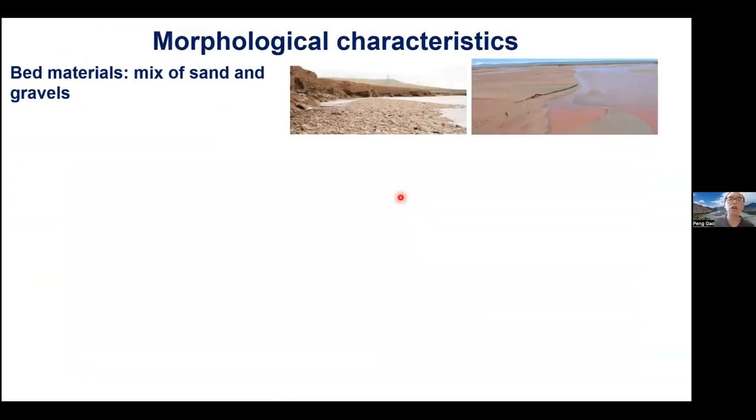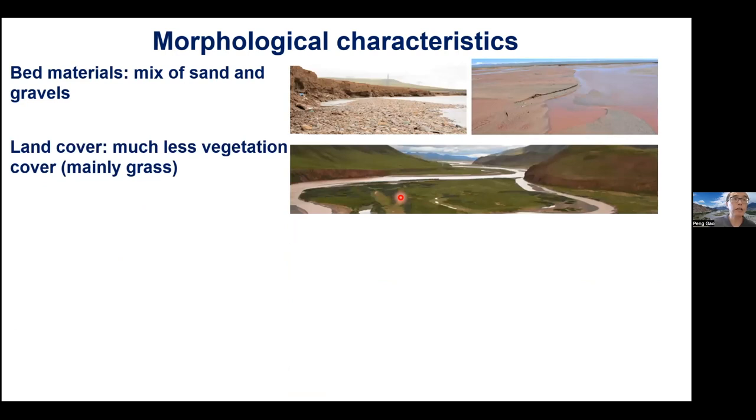Okay, so in general, within this upstream Yellow Yangtze River watershed, we can summarize its physical characteristics. First, the bed material is actually formed by a mix of sand and gravels, mainly based on its upstream area or its bank materials. Second, the land cover is very sparse. So the percentage of vegetation cover is very, very low. Even though in this picture, it appears like there is a lot of vegetation cover in this area.